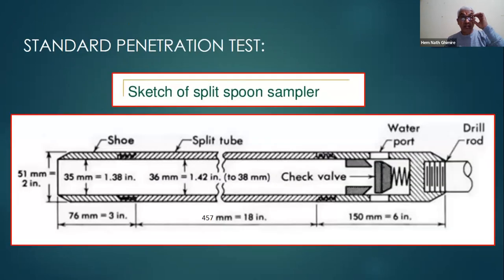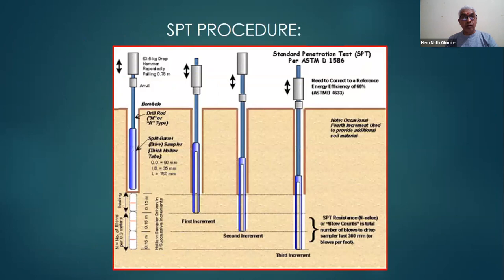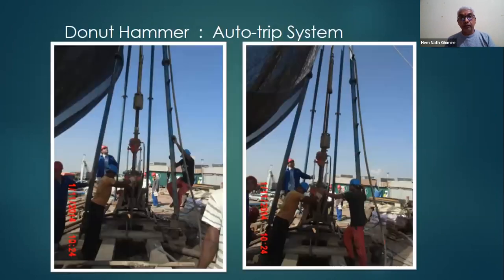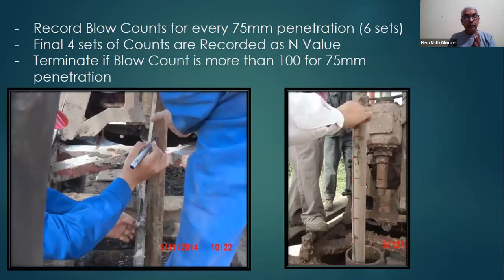So this one is the SPT test. I'll not go into detail, we all know it. The main thing here in the SPT is that we use a donut hammer, which is an auto trip system. Normally, when we do SPT, as we know, we have three sections of 150 mm, and then take the SPT count of the last two. But here, to get detailed information, we divided this into six sets, 75 mm each.